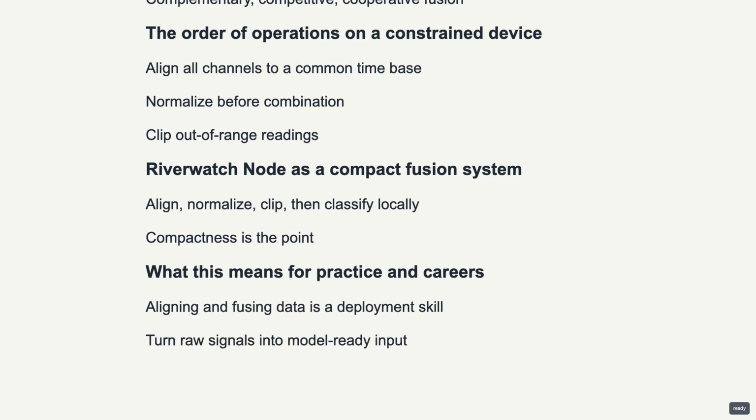The practical goal is to transform mismatched readings into an input vector the model can actually use. The best fusion choice is the one that preserves timing, respects scale, survives bad inputs, and fits the device that has to run it.